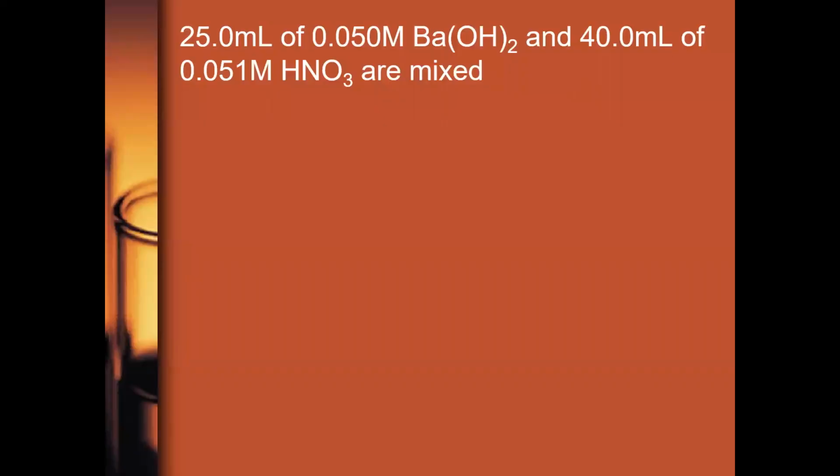All right, so let's look at another one that's opposites. So here it says we have 25 milliliters of a 0.50 molar barium hydroxide and 40 milliliters of a 0.051 molar nitric acid. And we have to treat this the same way. Yet again, we have a strong base.